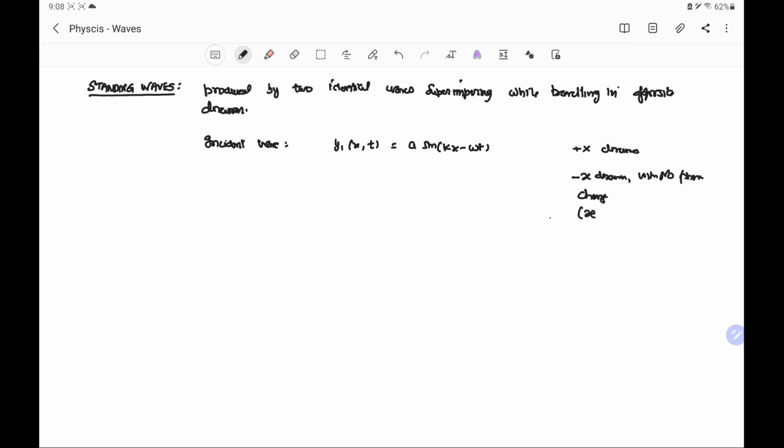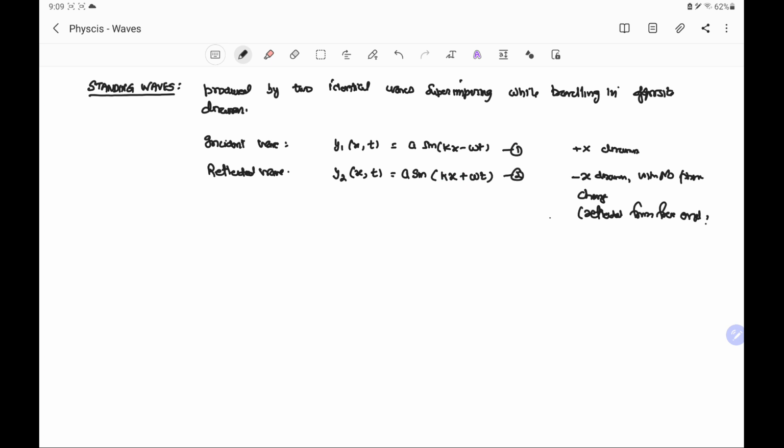It gets reflected from the free end or the open end. In that case, we can write the reflected wave as y2(x,t) equal to a sin(kx plus omega t), because now it is moving in the minus x direction. This is equation number 1, this is equation number 2.